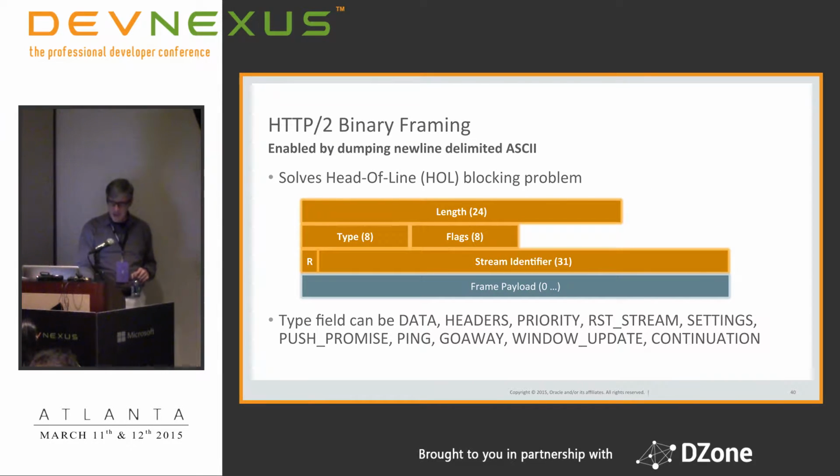So once we dumped the ASCII protocol, we had to define a binary protocol, and this is the basic diagram of what a frame is. You have 24 bits of length header, followed by 8 bits of a type header, then 8 bits of a flag field. The flags let you set options that apply to this frame depending on the type. So for each frame type, there are a number of options that can apply. There's one reserved bit there. Then the stream identifier is represented as 31 bits. And then finally, the frame payload.